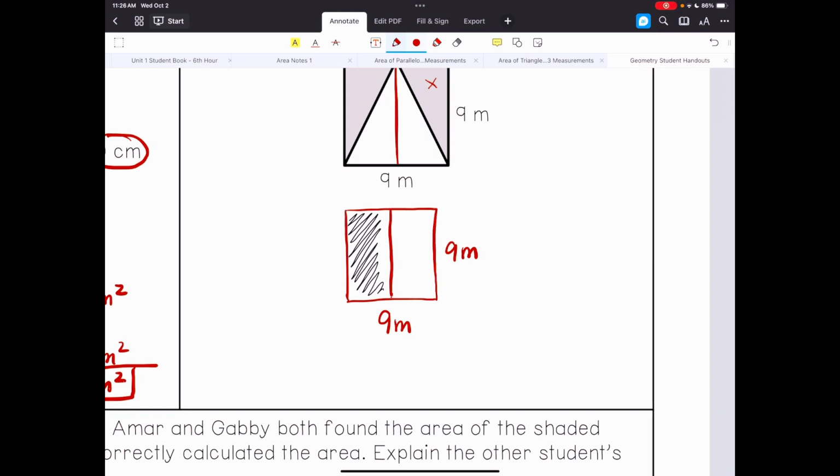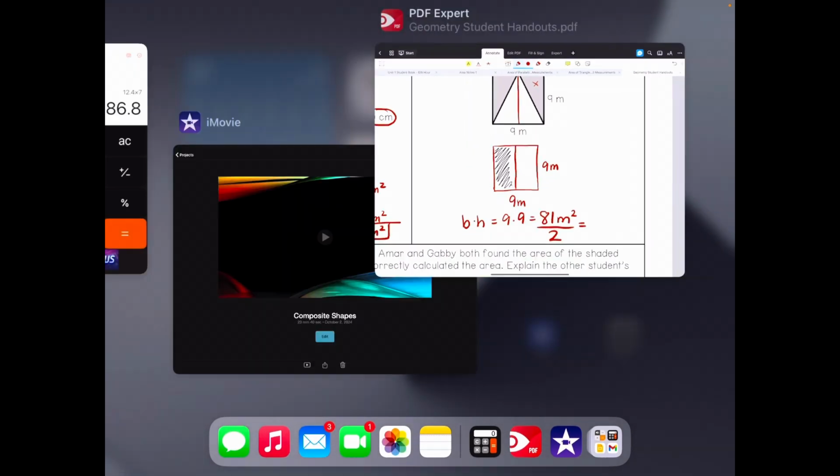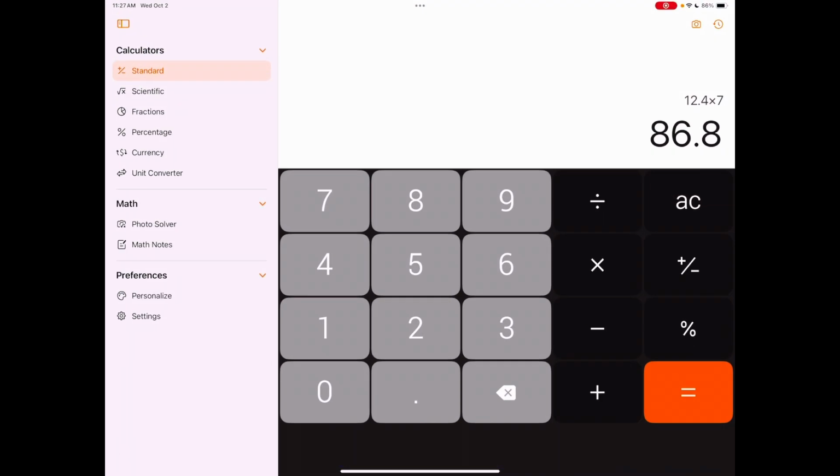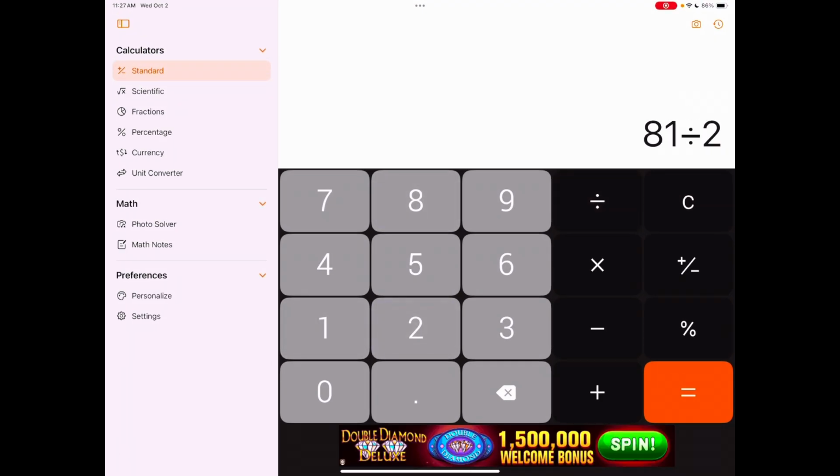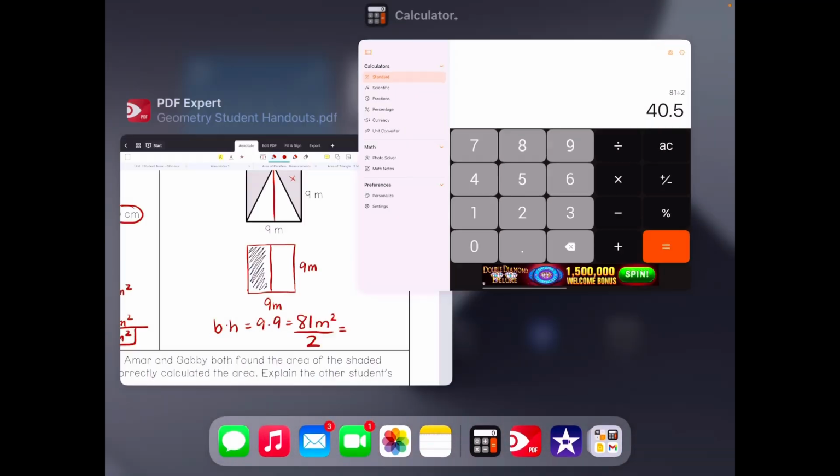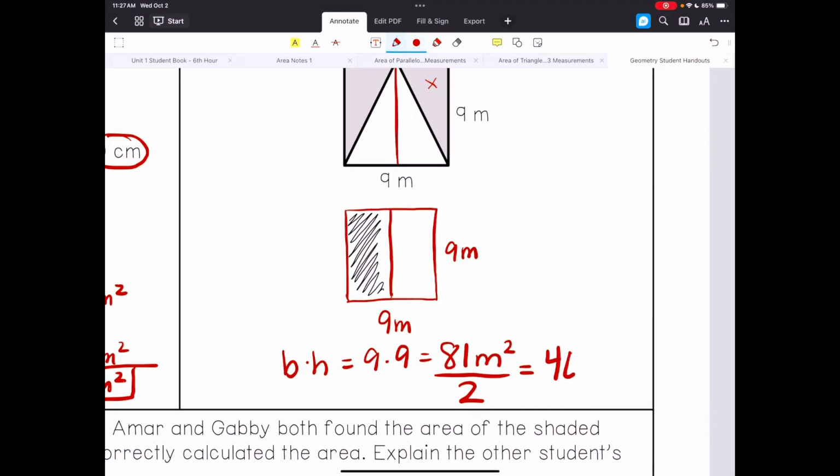So I'm going to do the base times height, which is 9 times 9. 9 times 9 is 81 meters squared. And we're going to divide that by 2. So we're going to cut that in half. Divide this whole thing by 2 because that's going to give us half of that rectangle. So let's pop into our calculator. 81 divided by 2, 40 and a half. So 40.5 meters squared.